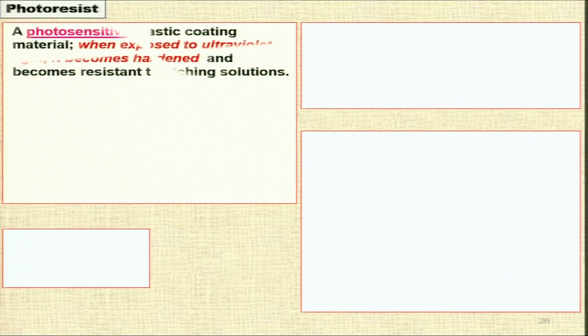Photoresist: a photosensitive plastic coating material. When exposed to ultraviolet light, it becomes hardened and becomes resistant to the etching solution. That's why you must have seen in the earlier slide that photoresist remains while etching.